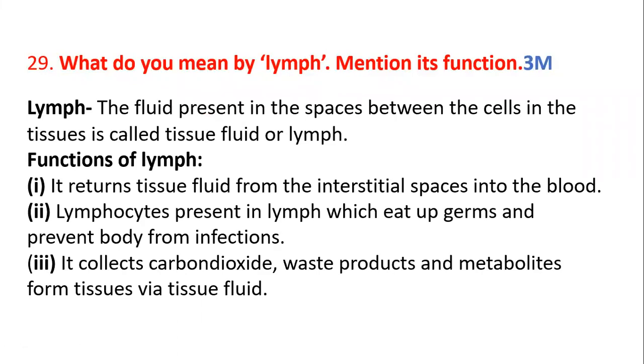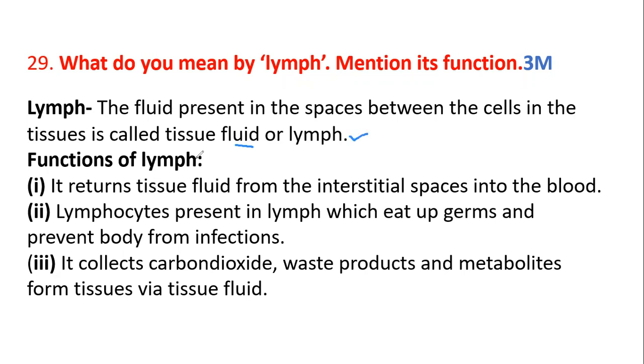Under the circulatory system, you have studied blood is one of the fluids which transports material. Even lymph is also one of the fluids helpful for the circulation of some substances. But here there are no blood vessels to transport lymph from one place to another. The lymph is present in between the cells, between the tissues, and it is transported by the process of diffusion. Now you see the answer. The fluid present in the spaces between the cells in the tissues is called tissue fluid or lymph.